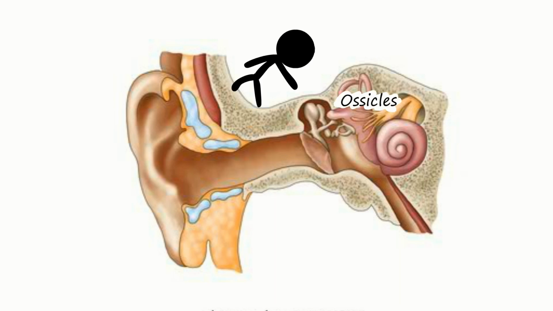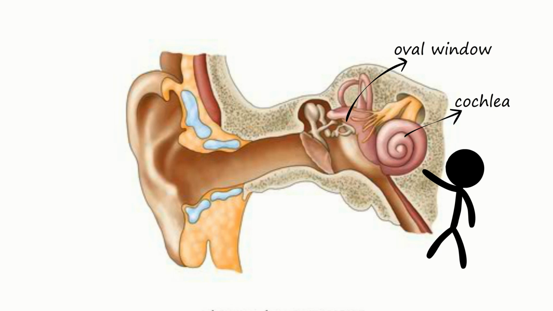Behind the membrane exist three bones called the ossicles: the malleus, the incus, and the stapes. These act as lever arms that transfer the oscillation. The stapes is connected to the cochlea at the oval window, so the oval window is a membrane that the stapes is attached to, and that will vibrate as the stapes does. The magic happens inside the cochlea.